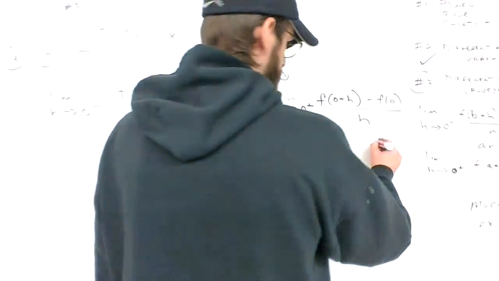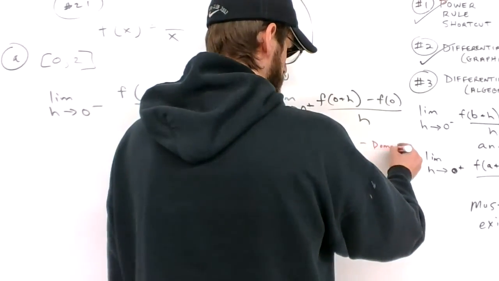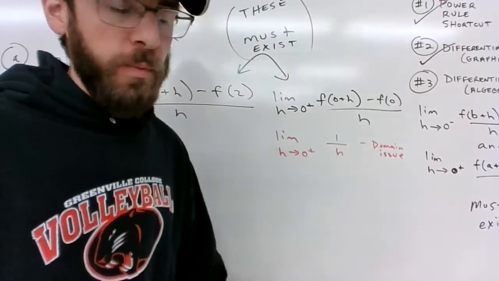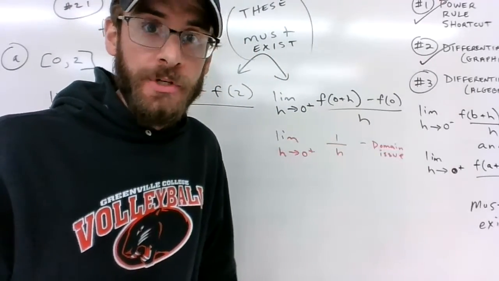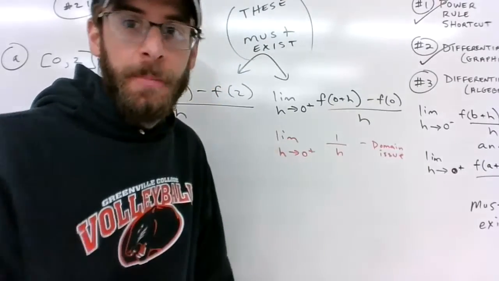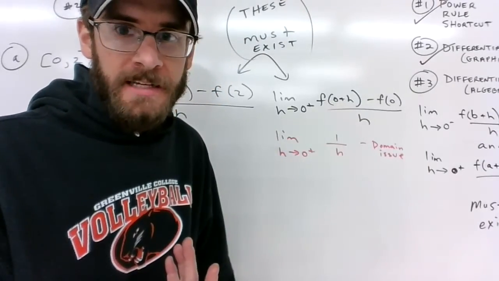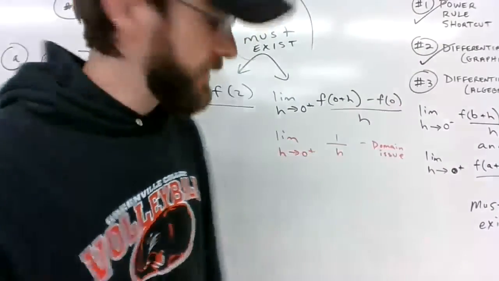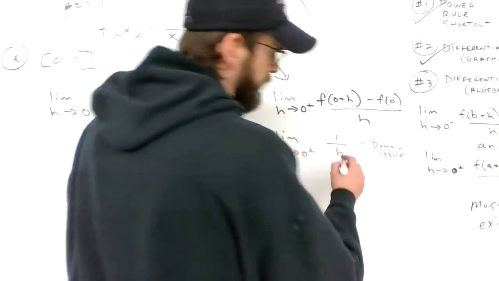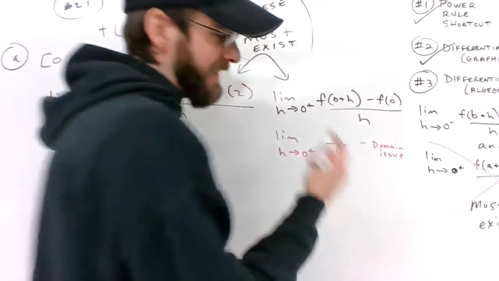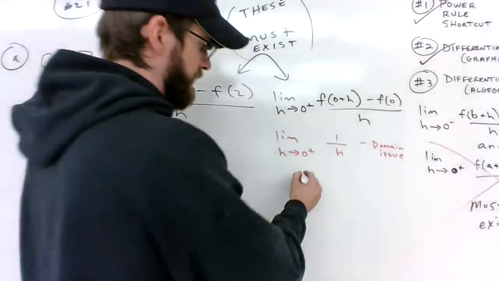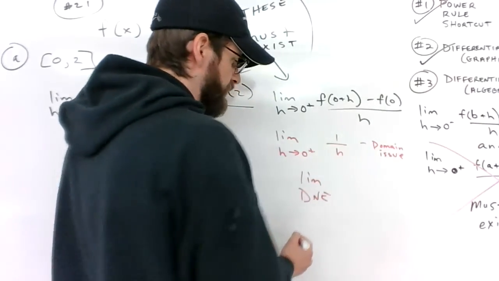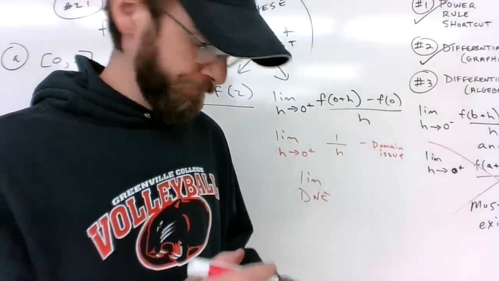Now what we normally would do is try to cancel out the h domain issue. But right away, I can't even compute f of 0 inside here. So what you'd say is, the limit does not exist from the right. So it's not differentiable over the interval. Okay.